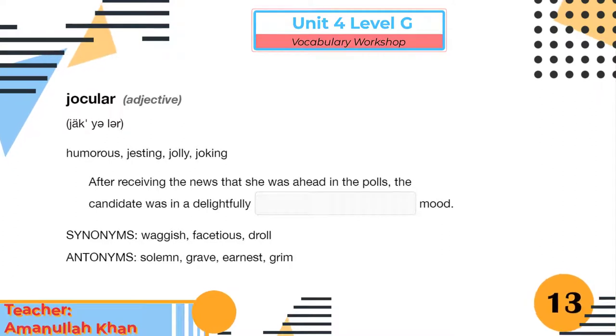Jocular. Jocular is an adjective meaning humorous, jesting, jolly, joking. Here are a few ways in which jocular can be used. Due to his jocular personality, Tom was voted the class clown by his peers. The advertisement firm took a risk in presenting a jocular ad campaign for a car insurance company. Now you say jocular. Try the word again.